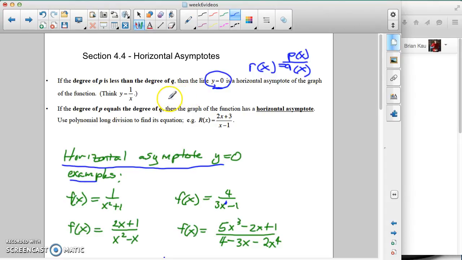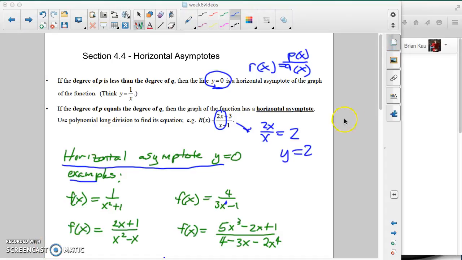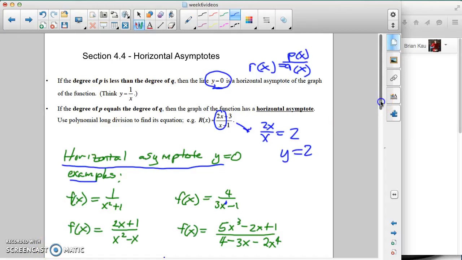Now, the other horizontal asymptote can happen when we have a function that has the same leading powers. So like in this case, I have a 2x over an x. They have the same leading powers of x to the first. And in that case, we would divide those two leading powers, 2x over x, to get the horizontal asymptote of 2. So y equals 2 is the horizontal asymptote of this function. Sorry, let's continue on now.